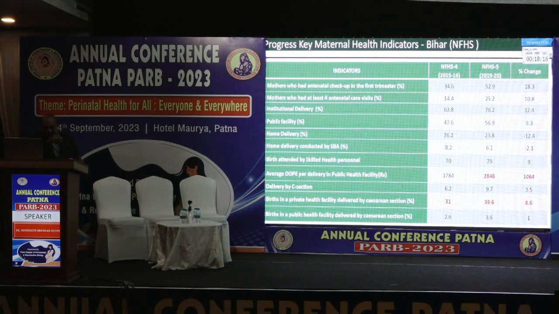Cesarean section is very much under control in Bihar, not like states such as Telangana or Maharashtra or Karnataka. But if you see cesarean sections at private health facilities, as per 2020 data, around 40% of the deliveries at private health facilities are by cesarean section. That is also not a good sign for future mothers and babies in terms of financial hardship and also survival.